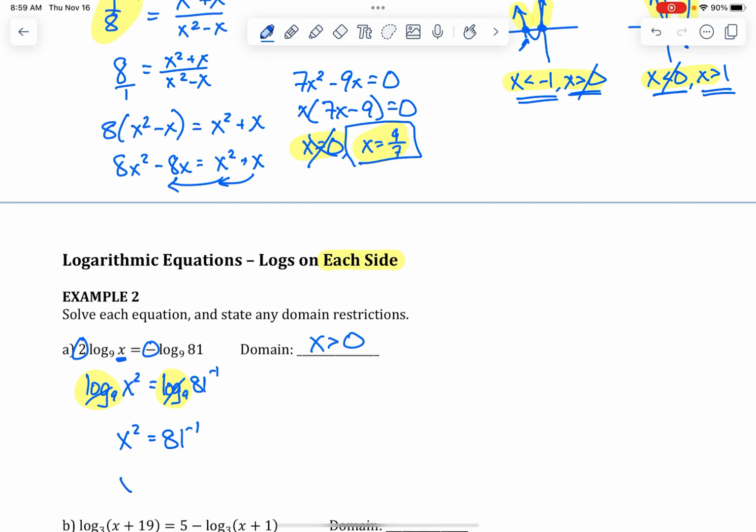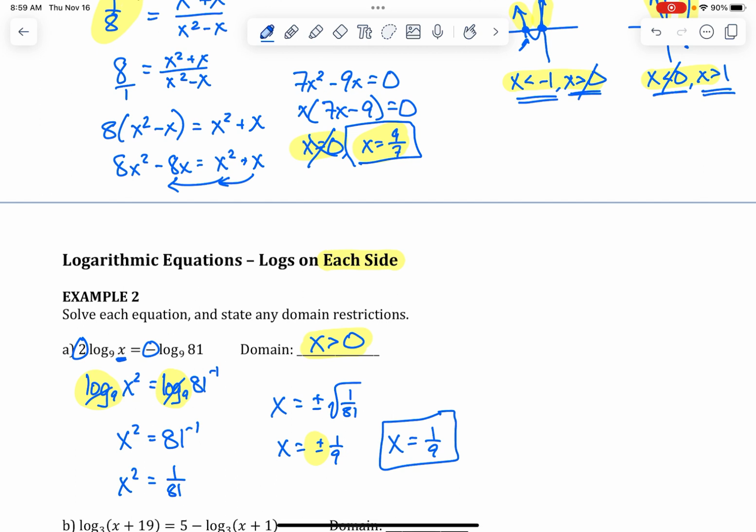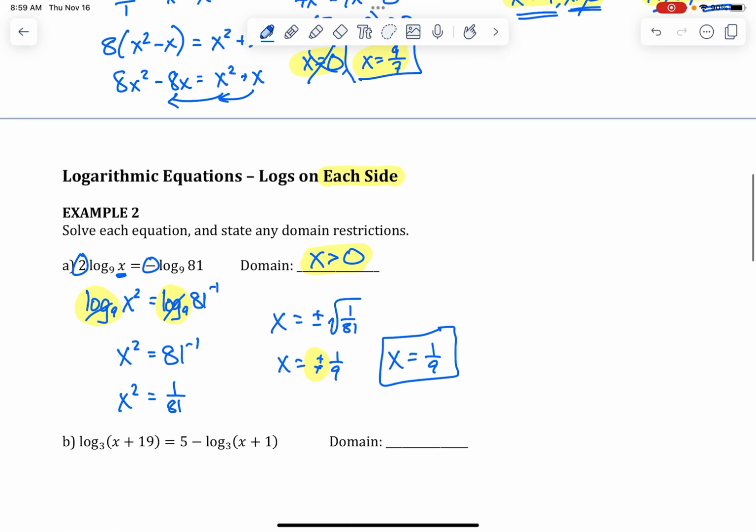Now we can apply our negative exponent rule, make that 1 over 81, and take the square root, right? So the plus or minus square root of 1 over 81, which is plus or minus 1/9. Again, because x has to be positive, we ignore the negative sign, and so x is only equal to positive 1/9, okay? So there you go. That's hopefully not too bad.